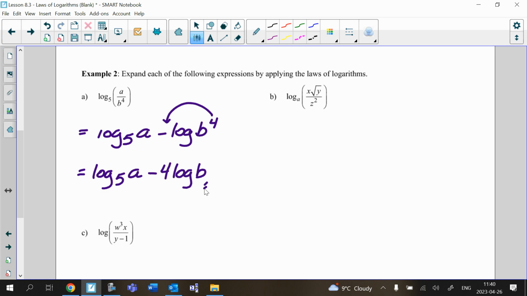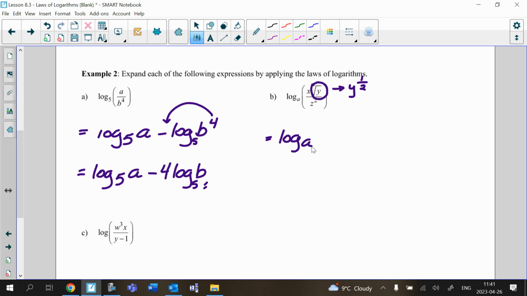Yeah, base stays the same. For the second one, what is this as an exponent? Y to the 1/2. So you need to think about that when we spread it out, expand it. So log base A of X, well, because I'm timesing Y to the 1/2, that's the same as adding log base A of Y to the 1/2.